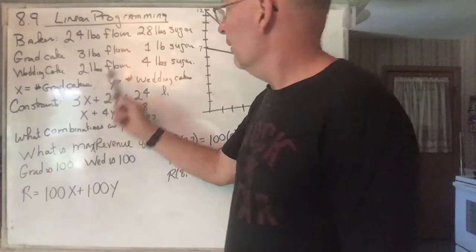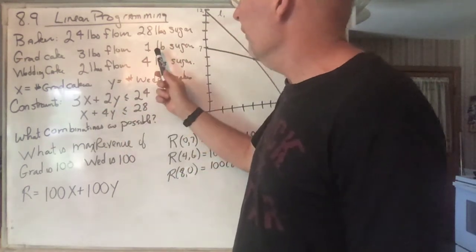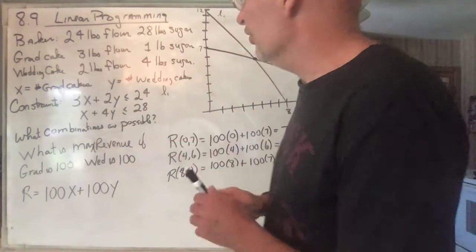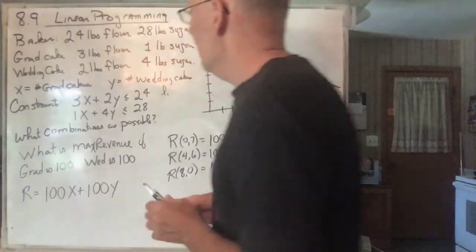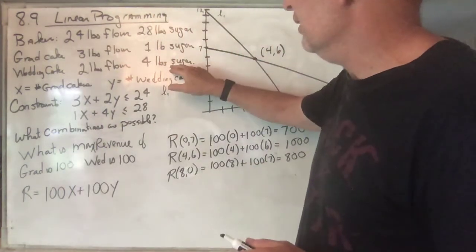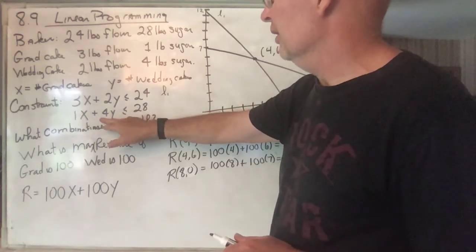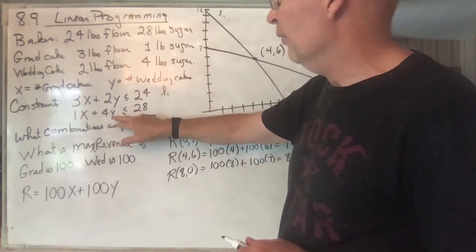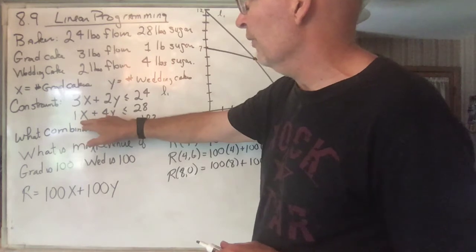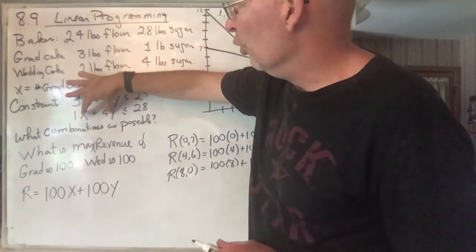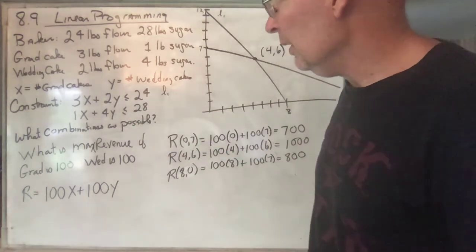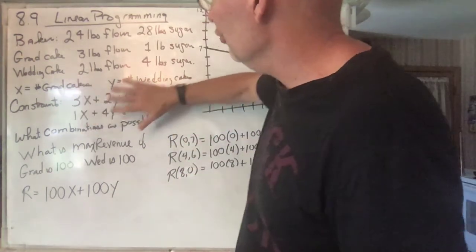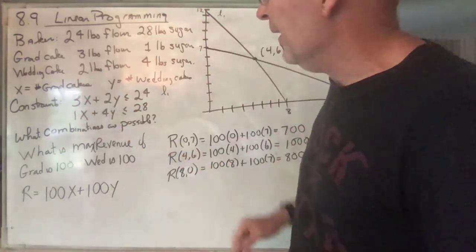Similarly, looking at the sugar, every graduation cake uses 1 pound of sugar, and every wedding cake uses 4 pounds of sugar. So 4 times the number of wedding cakes plus 1 times the number of graduation cakes. There's your total amount of sugar. That has to be less than or equal to 28. So those are called your constraints, and we need to graph those.